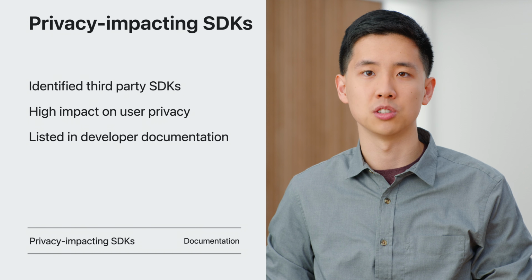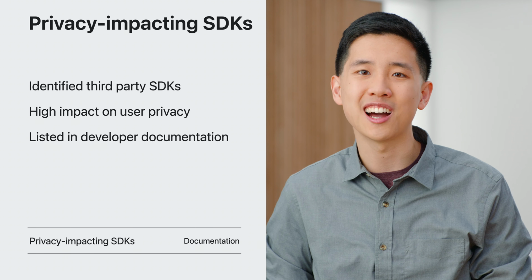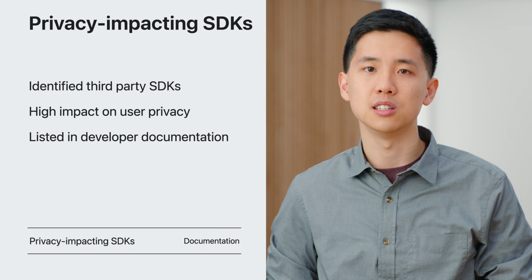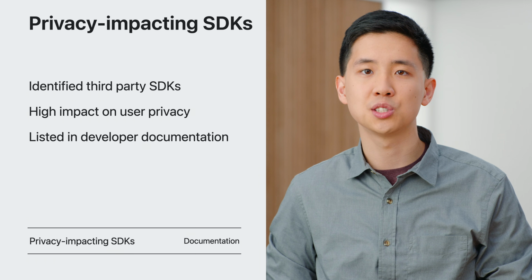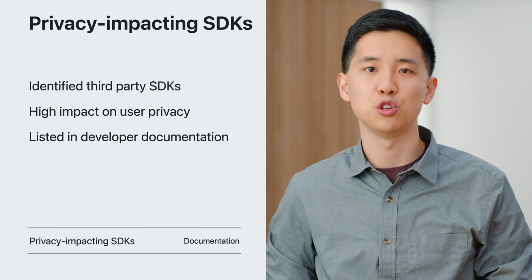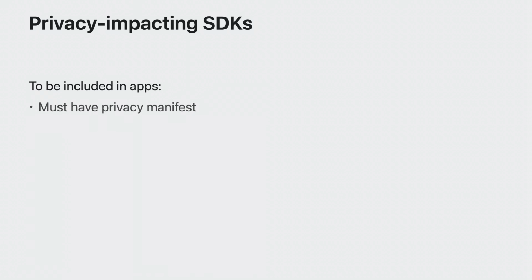Looking at the app ecosystem, we have identified some third-party SDKs that have particularly high impact on user privacy. These are called privacy-impacting SDKs. A list of these third-party SDKs and any future updates is published in the Apple developer documentation. Because it is especially important for you to get information from privacy-impacting SDKs, apps that include a privacy-impacting SDK will be required to include a copy of that SDK with a privacy manifest.